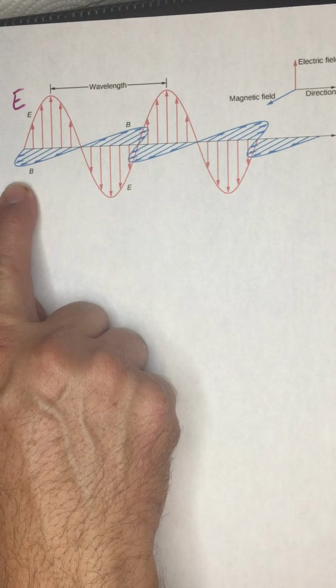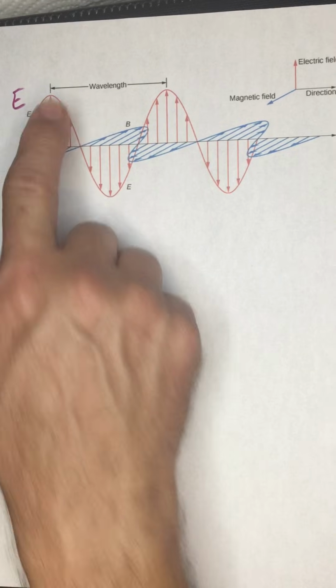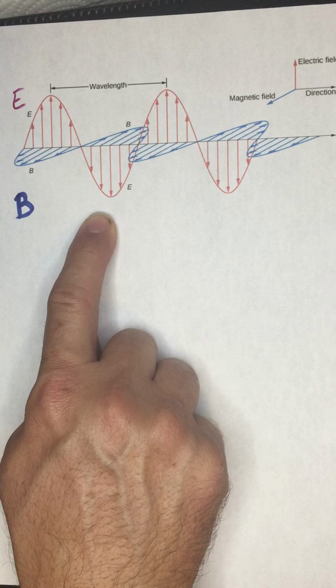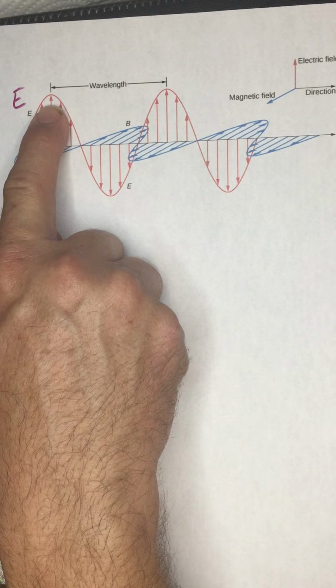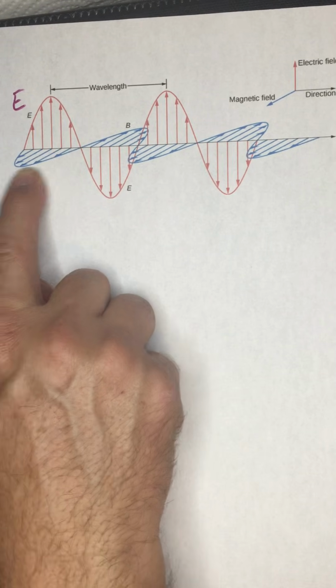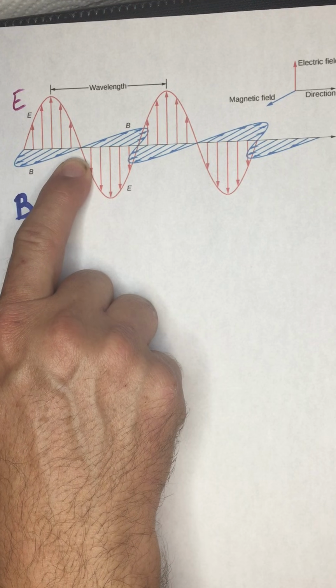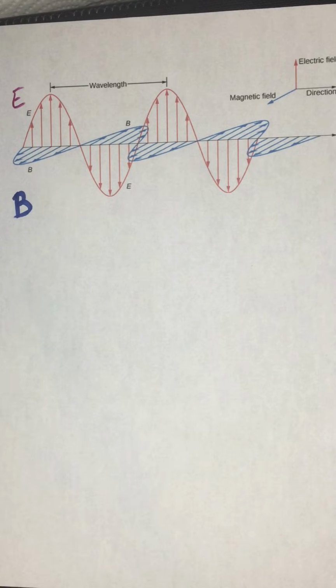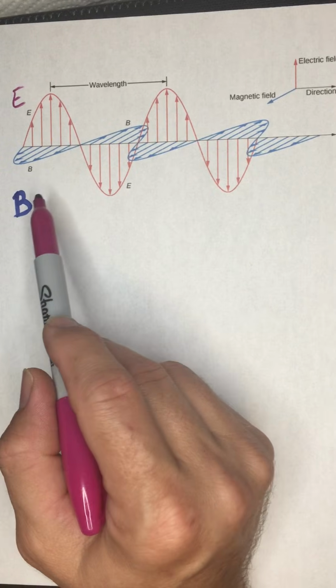They both have their peaks or their maxima and their minima at the same point in time. When the E field is at a maximum, the B field is at a maximum. When the E field is at zero, the B field is at zero. They are completely in phase in that nature. There is something critically different here, though.